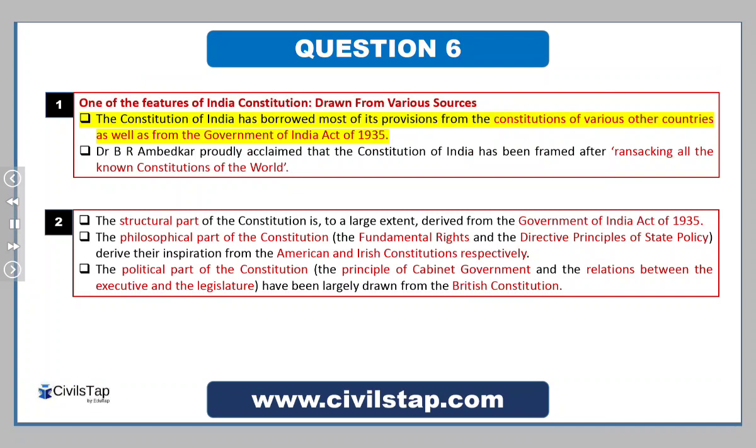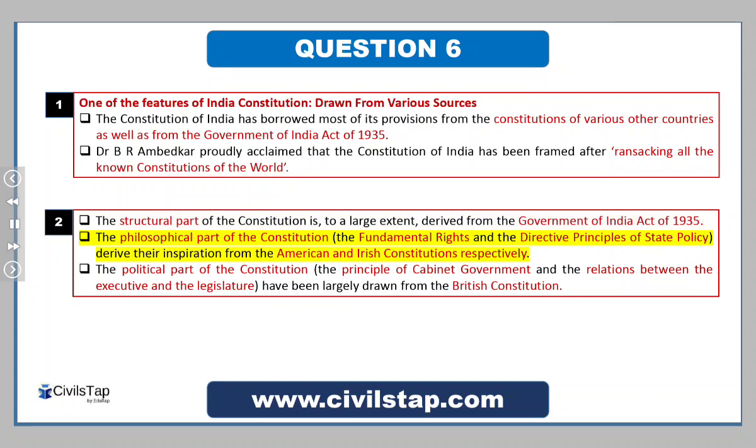Question 6. One of the features of the Indian Constitution, drawn from various sources. The Constitution of India has borrowed most of its provisions from the constitutions of various other countries as well as from the Government of India Act of 1935. Dr. B. R. Ambedkar proudly acclaimed that the Constitution of India has been framed after ransacking all the known constitutions of the world. 1. The structural part of the Constitution is, to a large extent, derived from the Government of India Act of 1935.